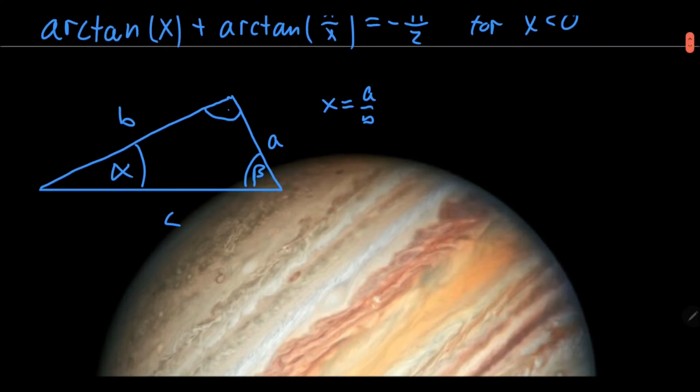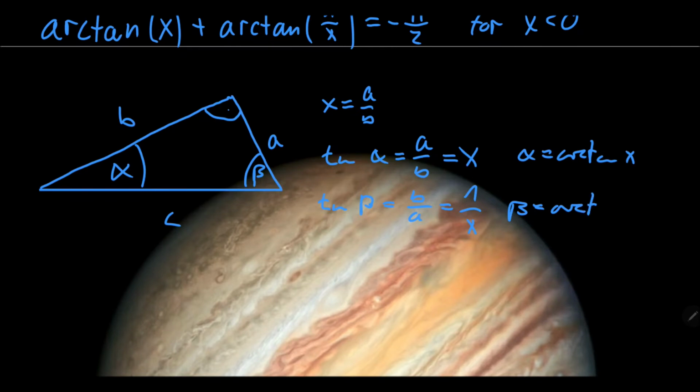Now the tangent of alpha is given by a over b, which is nothing but x, and the tangent of beta, on the other hand, is b over a, which comes out to be 1 over x. If we now take the arctan on both sides, we get that alpha is nothing but arctan of x, and beta is nothing but arctan of 1 over x.